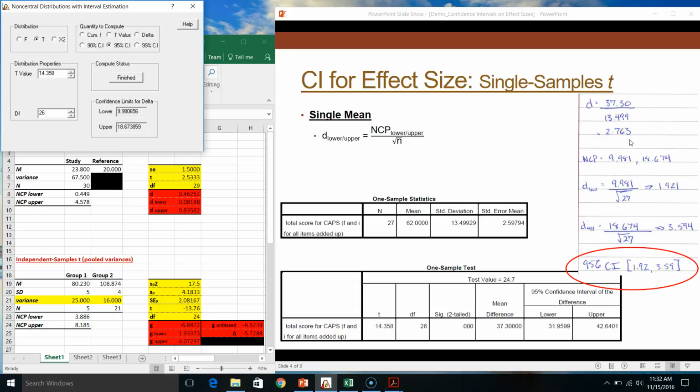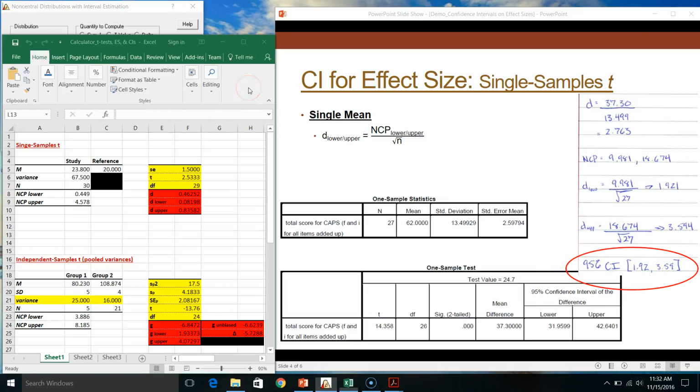But again, confidence intervals on our effect sizes tend to be pretty wide, wider than confidence intervals around our mean, and so when we have very small samples, we're generally going to end up with some pretty big interval estimates. So this is how we would go through this example and calculate a confidence interval around our point estimate of effect for this single sample t-test.